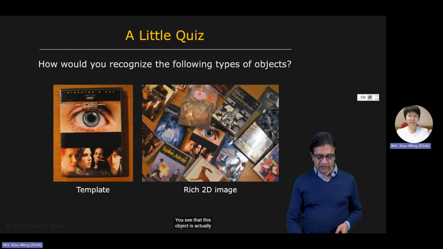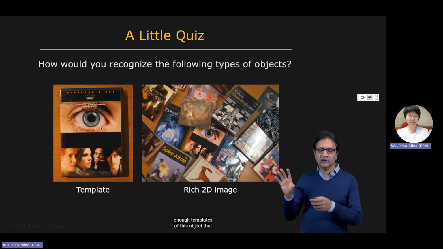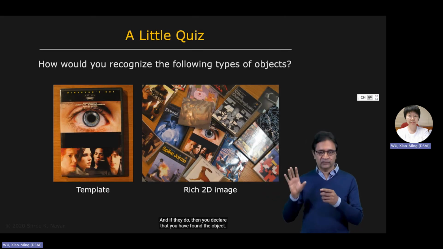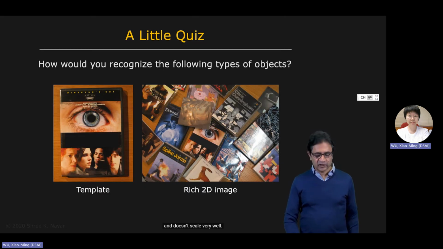You see that this object is actually obstructed by other objects. This is hard. Dealing with that using template matching might require you to create a lot of little templates from this object, and then apply each one of those and make sure that in your final output there are enough templates of this object that appear in a certain geometric configuration. And if they do, then you declare that you have found the object. A very computationally intensive process and doesn't scale very well.